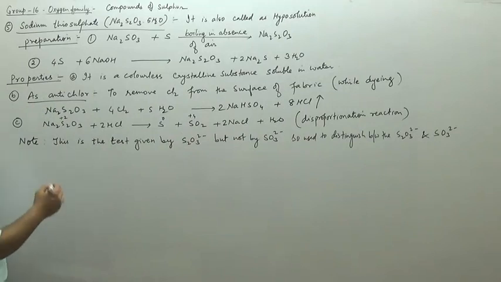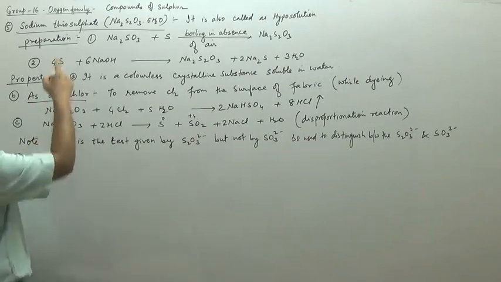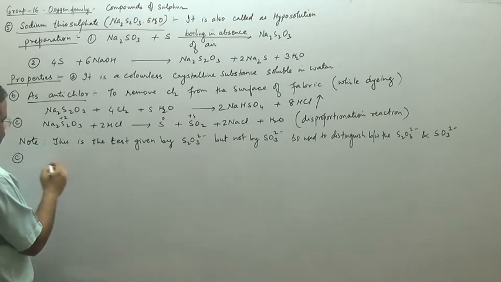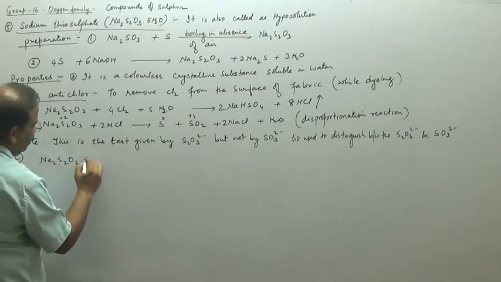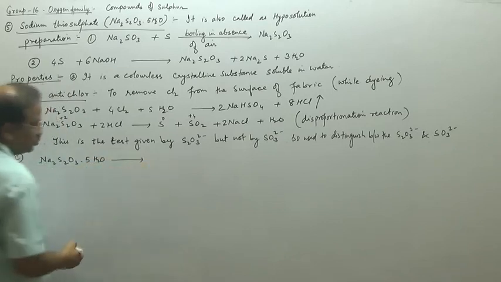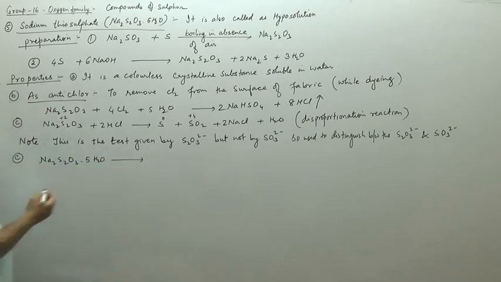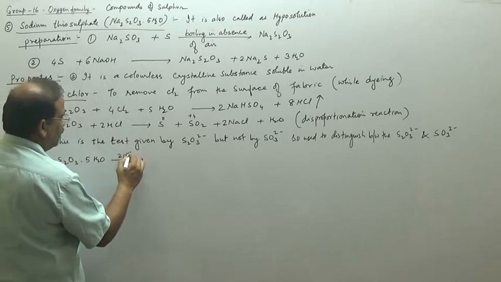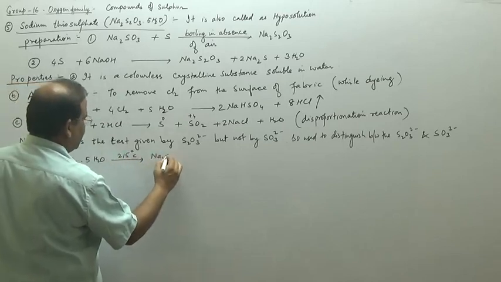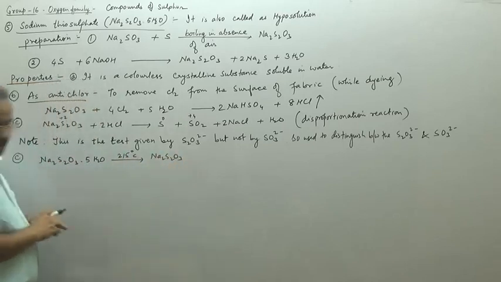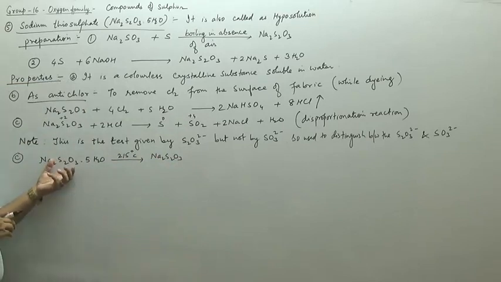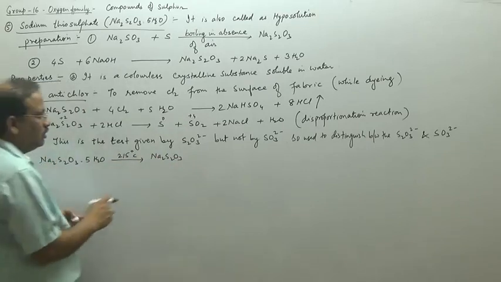Now we can write that if you have the thiosulfate, the hypo solution, Na2S2O3.5H2O, when it is heated at 215 degrees centigrade, it gets converted into Na2S2O3. It loses the water of crystallization on heating.